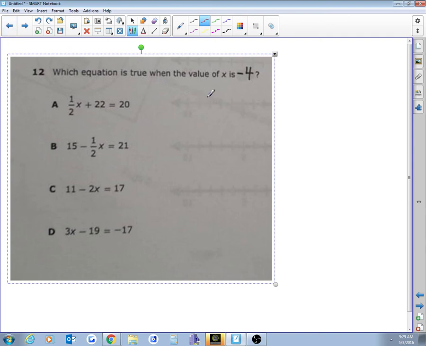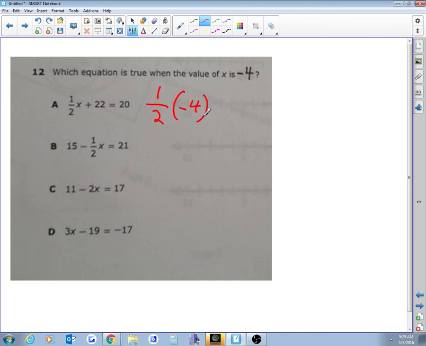Number 12, which equation is true when the value of x is negative 4? So here, let's just go ahead and substitute. So we have 1/2. Instead of x, I'm going to substitute negative 4, plus 22. And I'm going to see if this equals 20. Little question mark above there.